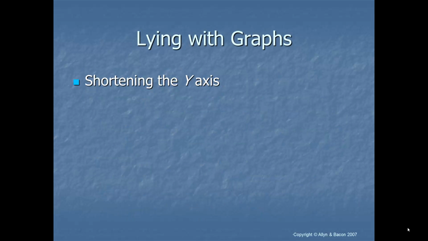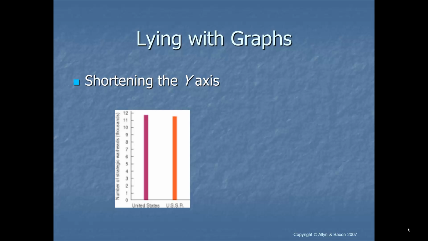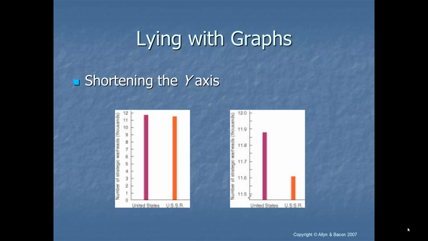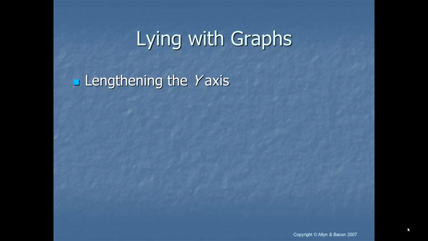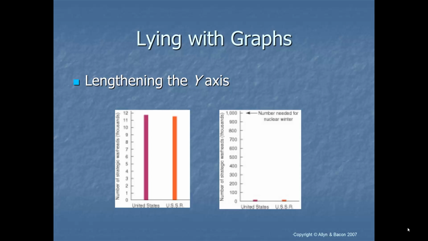Just as you have to watch the lies with statistics, you also have to watch the lies with graphs, and how people manipulate the y-axis. This particular one has something to do with strategic nuclear warheads. Looking at the left, you'd say there's parity between the countries. But over here, when they shortened the y-axis, all of a sudden it looks like the United States has vastly more nuclear warheads than the USSR. But they really don't. They're taking the scale from 11.5 to 12. And you can do the opposite too, with lengthening of the y-axis.